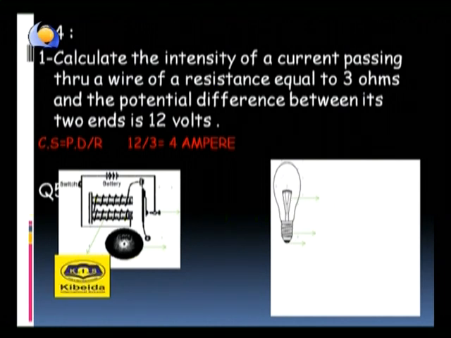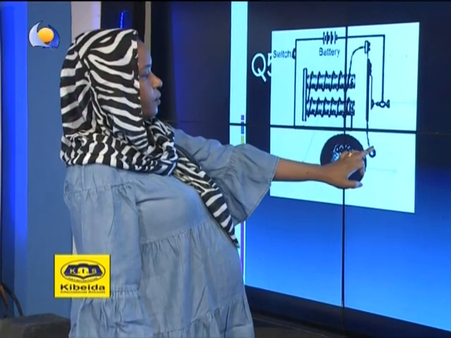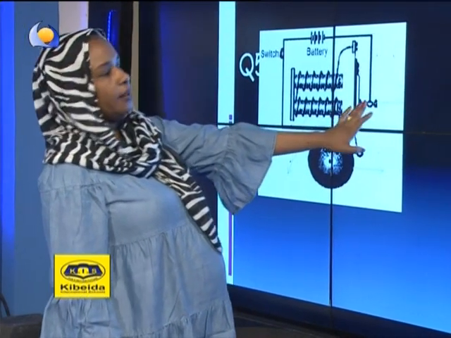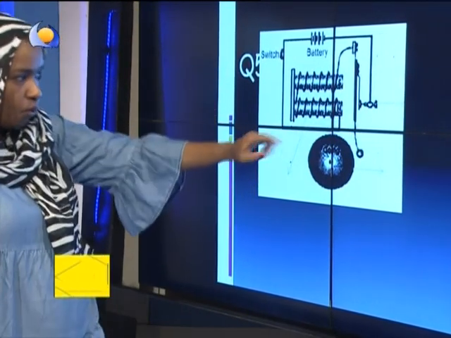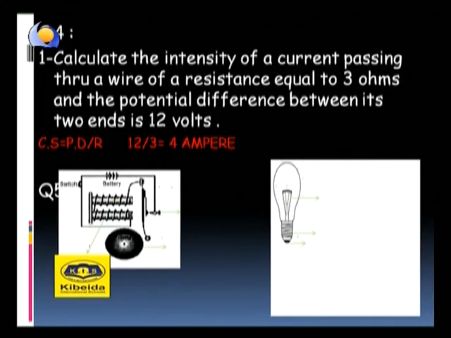Here are two types of labeling, most repeated. The first one is electric bell. This part we call electromagnet, this is what we call gong, this is what we call hammer, and this is nail. The second one is the electric bulb. An electric bulb contains different parts. You will find insulator, aluminum, copper, tungsten, and so on. So these are the most repeated labeling diagrams.